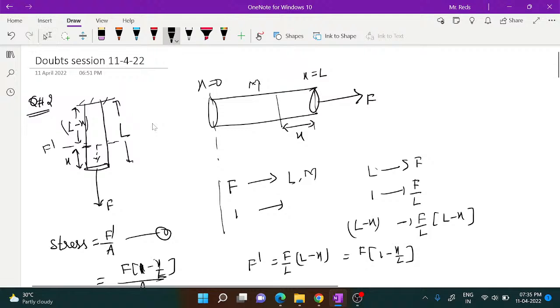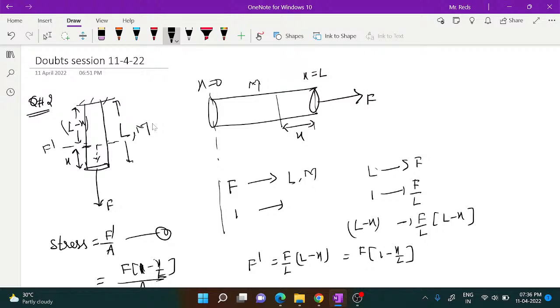Let us consider this is a uniform rope of mass m and length L. One end is attached here, another is free, having length L and total mass m. On which a force F is applied at one end. Then find the stress in the rope at a distance x from the end where force is applied. At this distance x, what is the stress is the question.